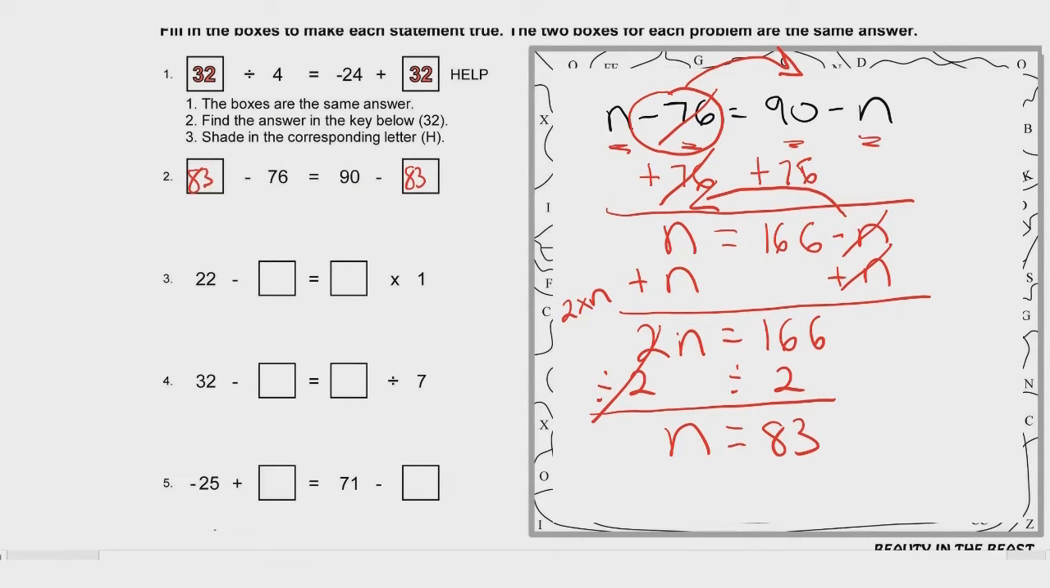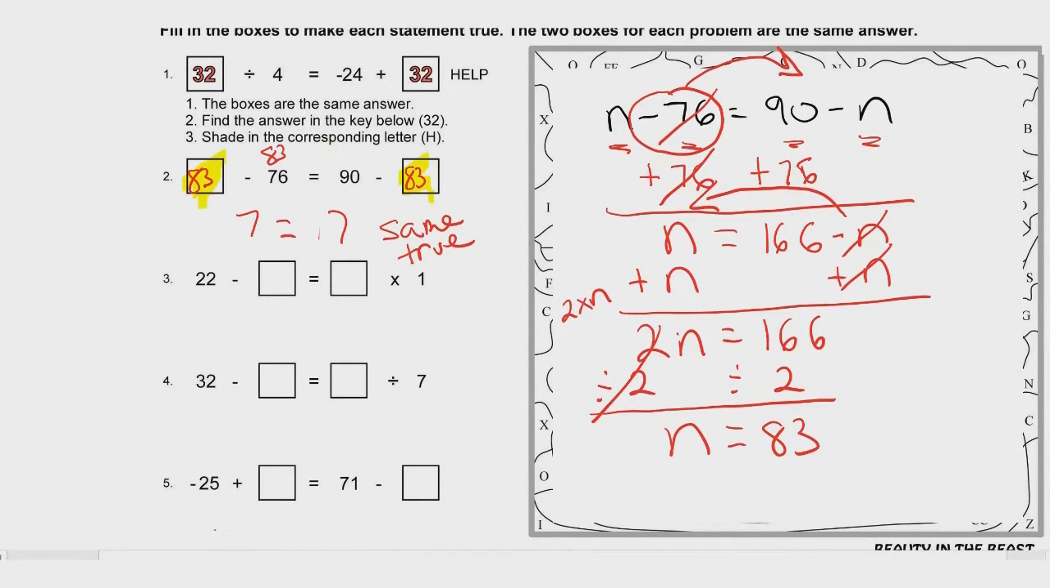And I'm just going to check it really quick. 83 minus 76. If I put 83 minus 76, I get 7. And if I do 90 minus 83, I get 7. They are equal, or both sides are the same, or the statement is true. So our answer is 83.